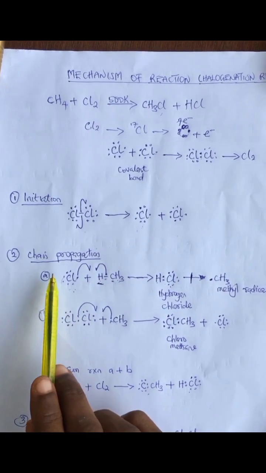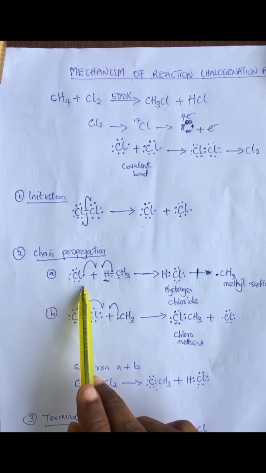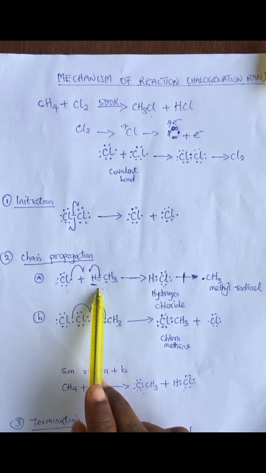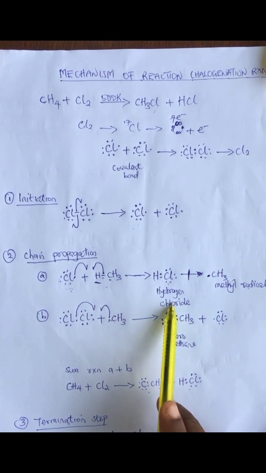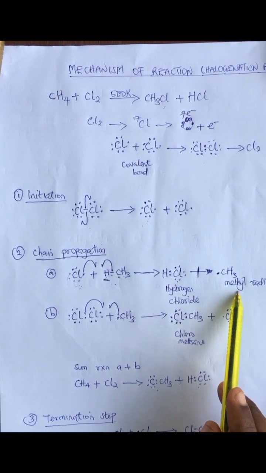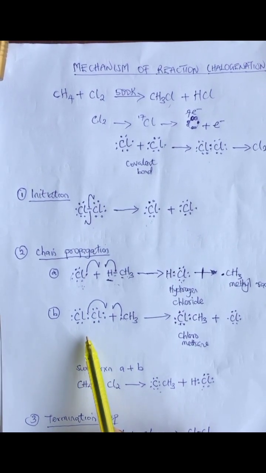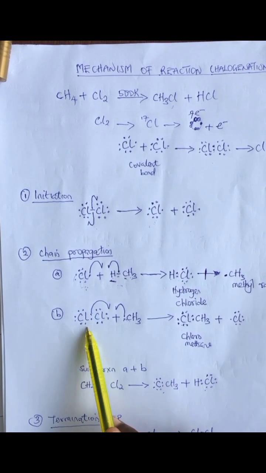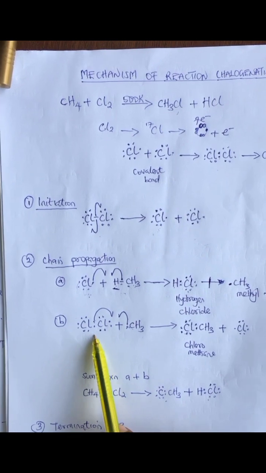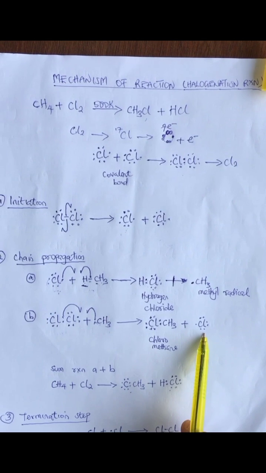From there, in our chain propagation, the chlorine radical will have to react with what? Our methane, and in that process, hydrogen will be abstracted by the chlorine to form our hydrogen chloride, and a methyl radical will be formed. In the chain propagation of reaction 2, which we call the B, our chlorine will have to react with our radical. This is the chlorine molecule here. The chlorine molecule will react with the radical to form chloromethane, and then our chlorine here.